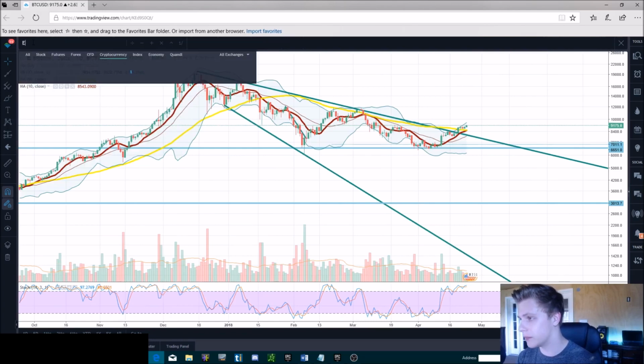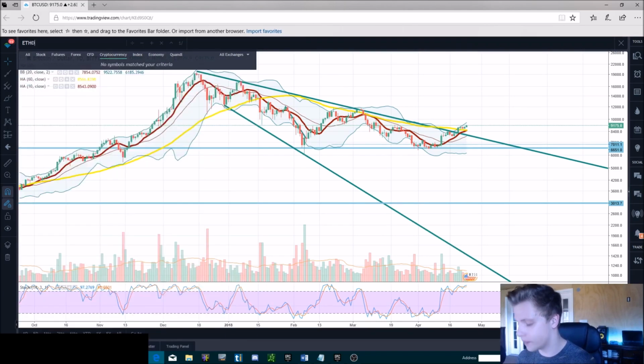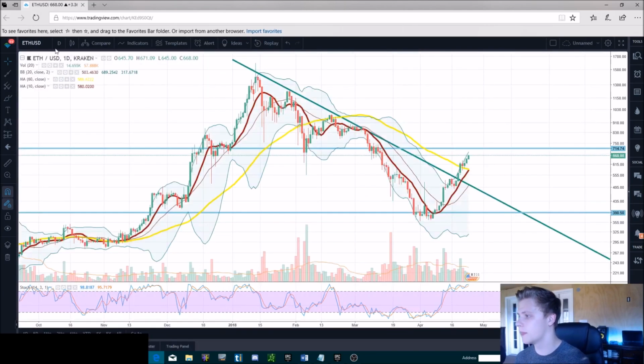So we'll look at Ethereum first. Now Ethereum had the same type of pullback after the huge Bitcoin mania, this bubble that happened in December and January. After the top burst, everything pulled back.